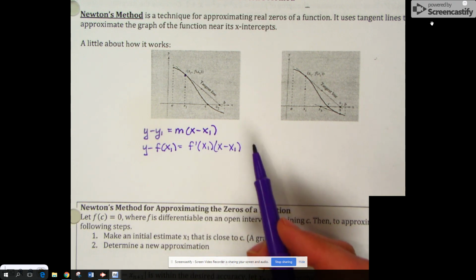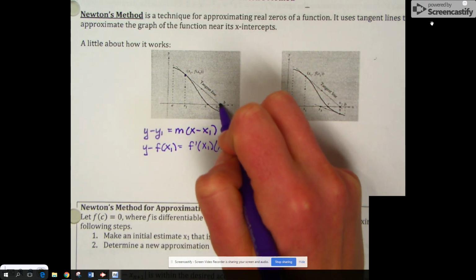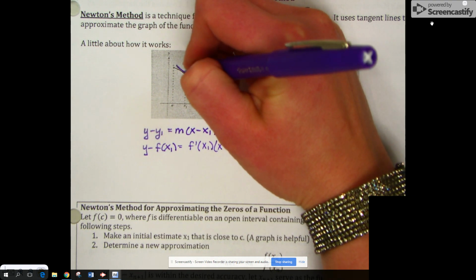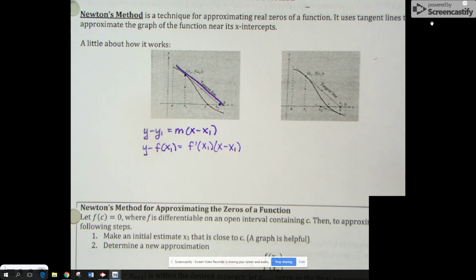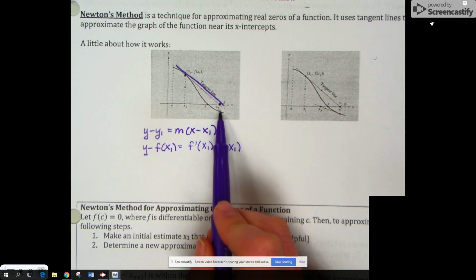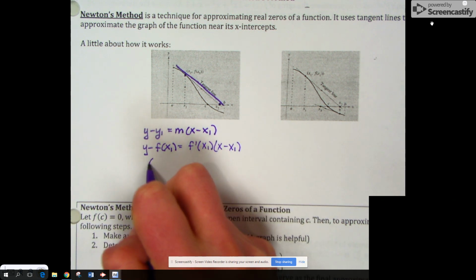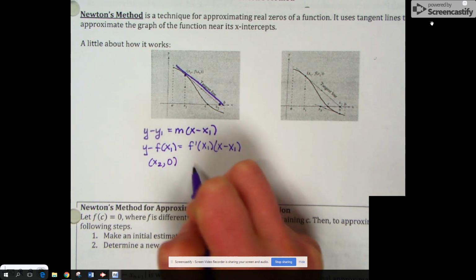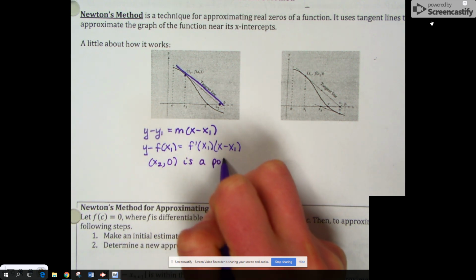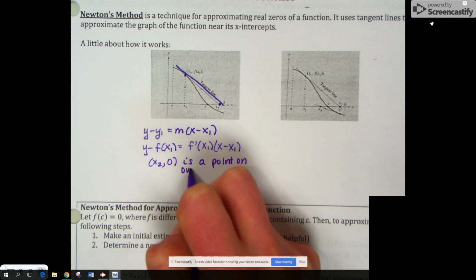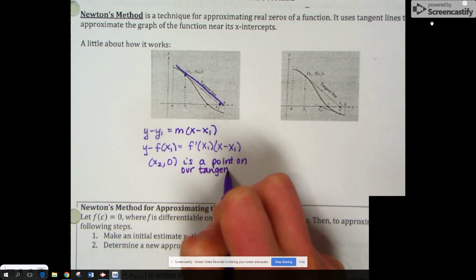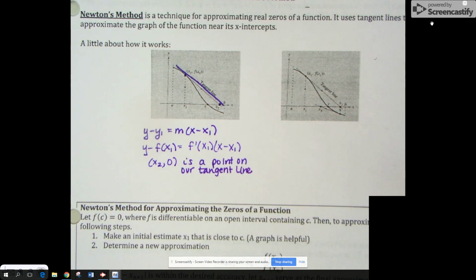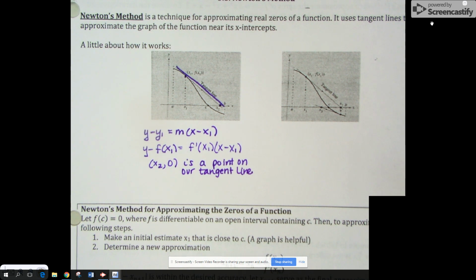Okay, if you were to look at that tangent line, then you could consider where the tangent line crosses the x-axis. And as you can see in the picture, we've labeled that point x2. So x2 comma 0 is a point on our tangent line. And as you can see, it's fairly close to the actual x-intercept of the curve itself. But we can continue this process to get a closer and closer approximation.